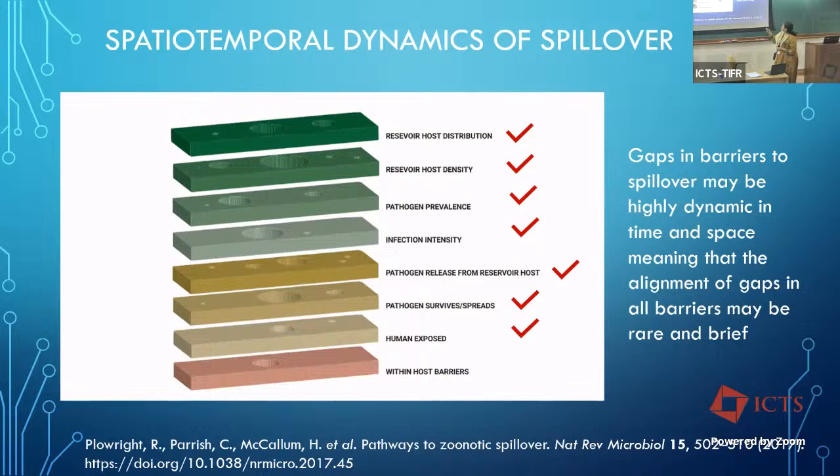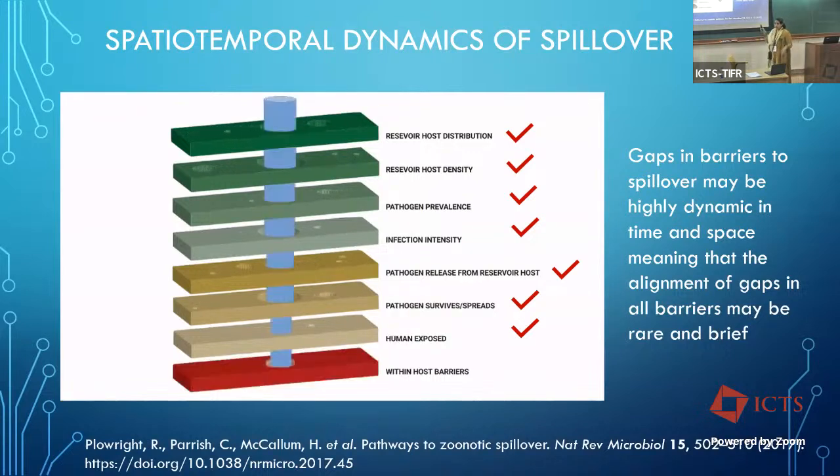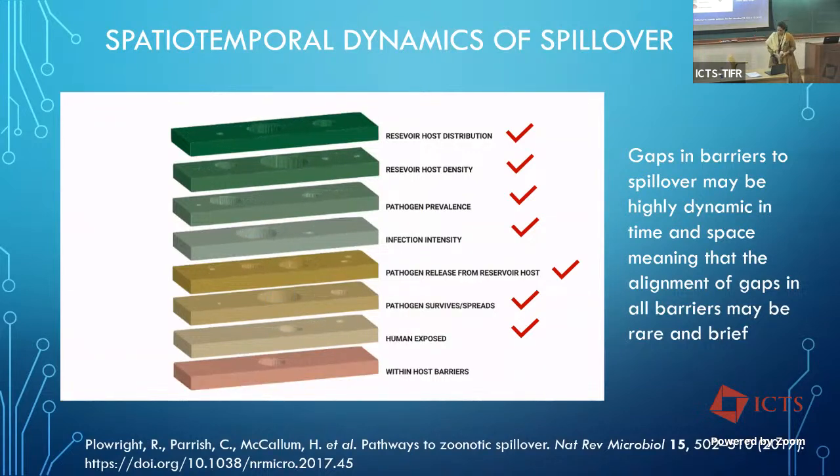Yeah, so these ticks just show you that all of these different barriers can be looked at and mapped spatially and temporally in a GIS framework.